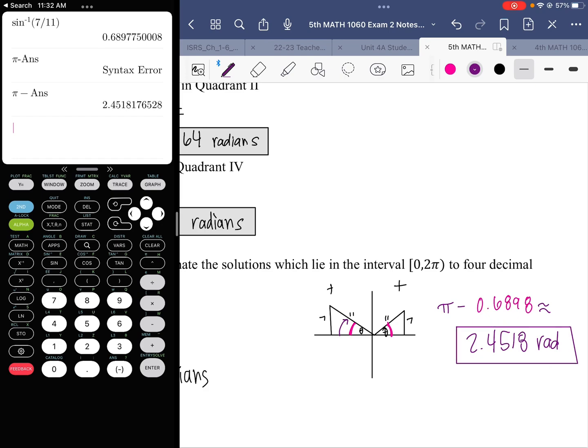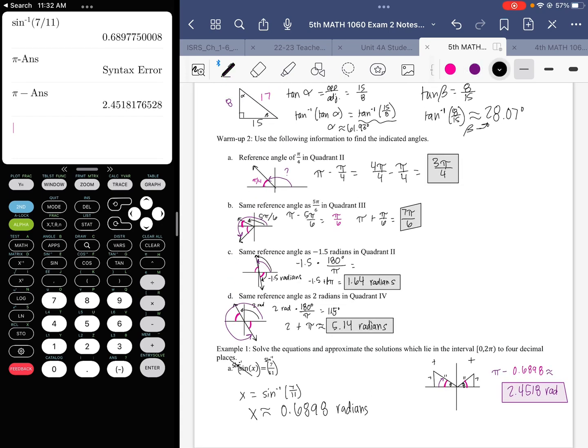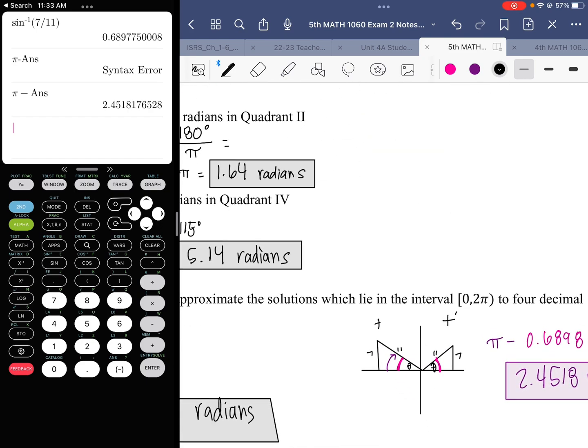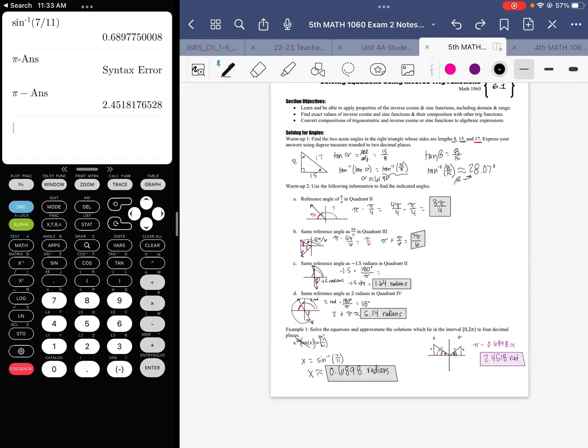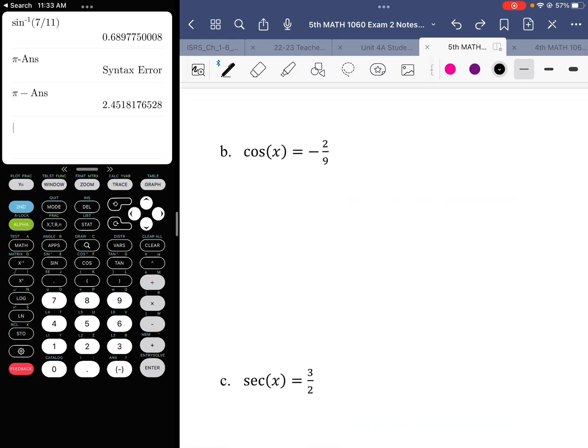So there are actually two angles in this case. Now there aren't always, it depends on the situation. But keep in mind that if we're going from 0 to 2 pi, there's almost always going to be 2. Okay. Let's do another one.